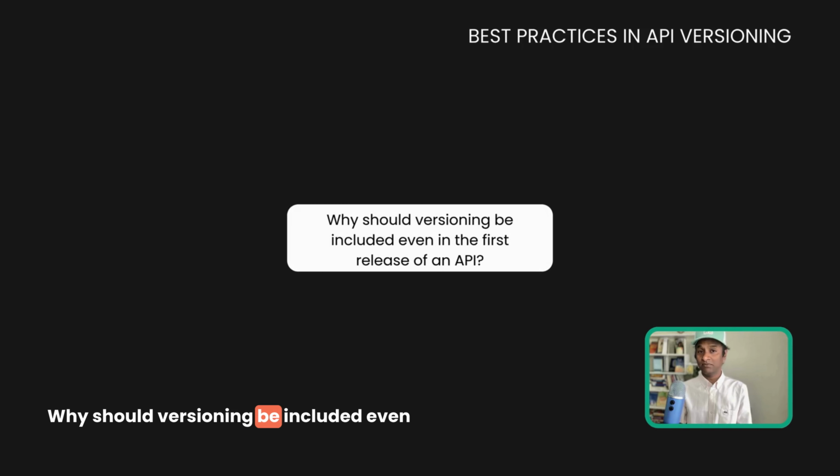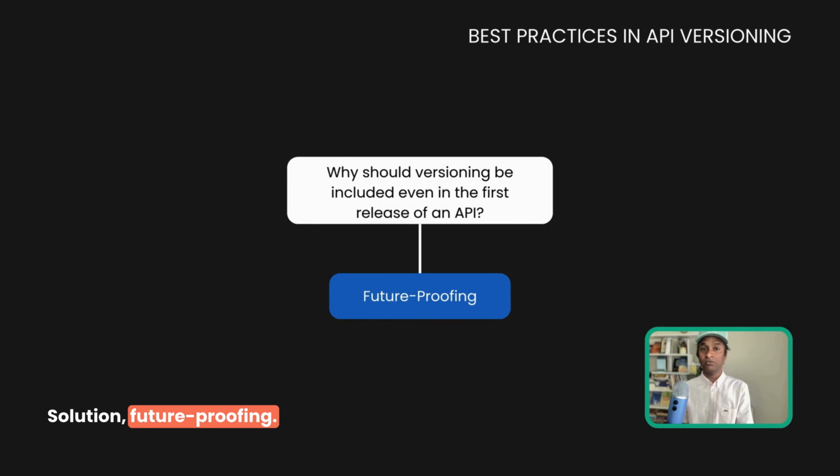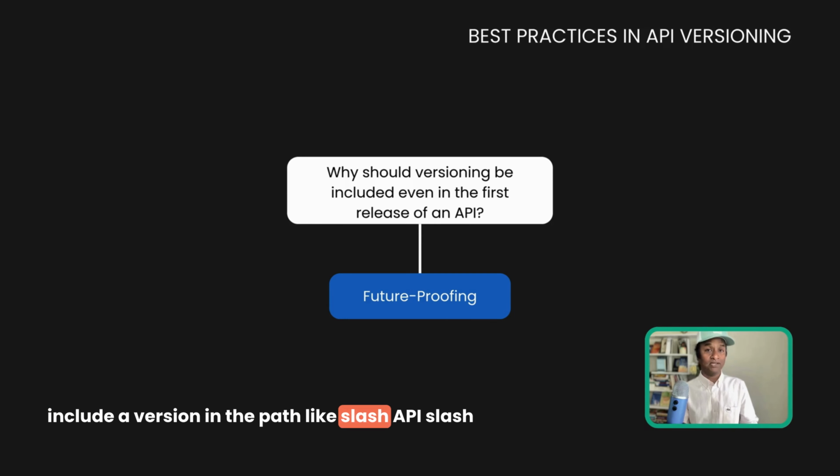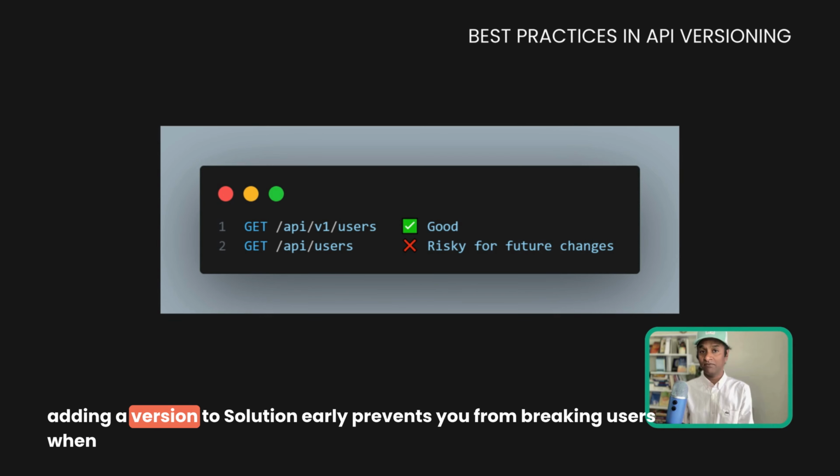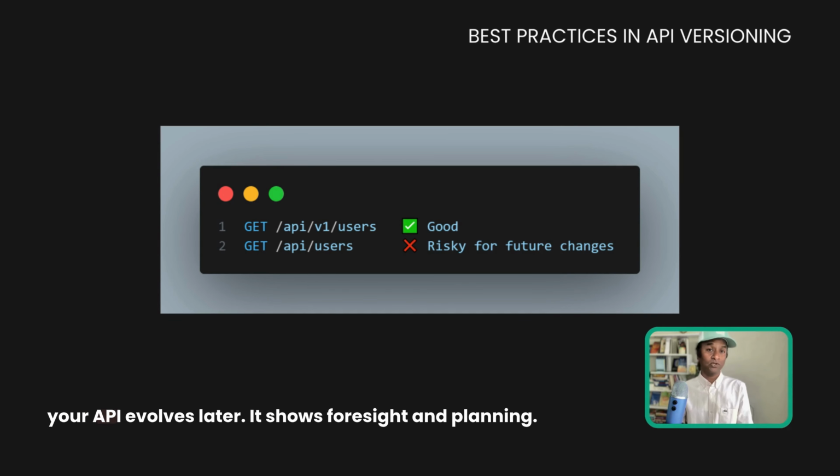Why should versioning be included even in the first release of an API? Solution: future proofing. Even if it's your very first release, include a version in the path like /api/v1/users. Example: adding a version early prevents you from breaking users when your API evolves later. It shows foresight and planning.